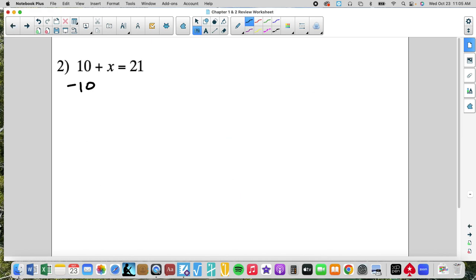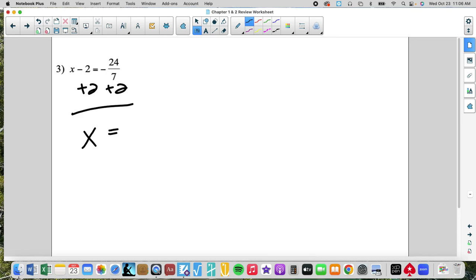Oh, that looks very similar to the problem we just had. That leaves us with x equals 11. We're going to get rid of things being added and subtracted. So that leaves us with x equals, now that's 2 minus 24/7.